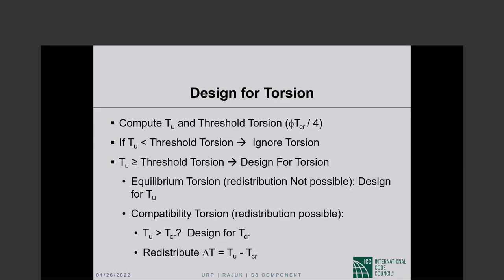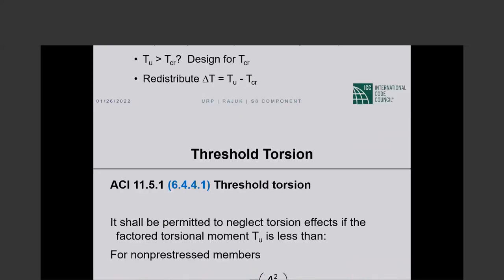for torsion. If it is equilibrium torsion, then we have to design for the entire T sub u. We have no choice. If it is compatibility torsion, we may design for T sub CR or something larger, and then whatever we did not design for, the part of the required torsional strength that we did not design for, will be redistributed away to other structural members. Okay, this is how ACI 318 is set up.